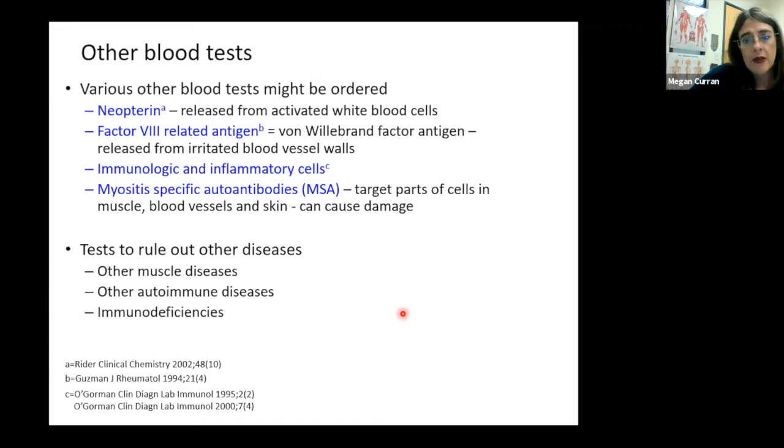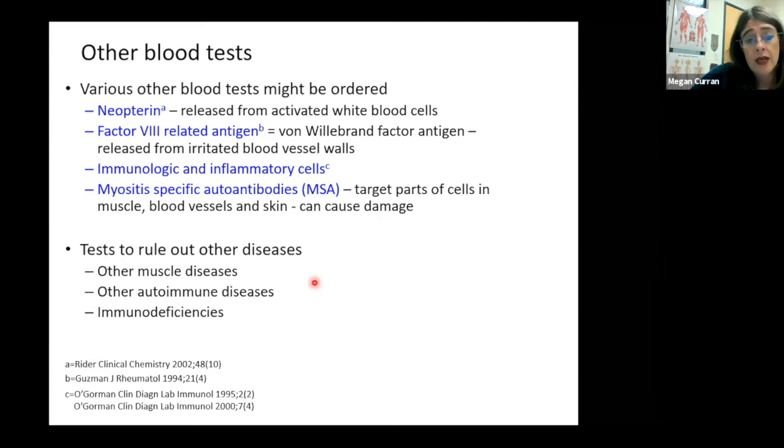There are other blood tests that we use to help determine the activity of the immune system, and they can include these tests here. So neopterin is a chemical that's released from activated white blood cells when interferon is upregulated or overactive. We also have chemicals called von Willebrand factor antigen. We look at different inflammatory cells, and then we can look at antibodies that are produced in patients who have myositis. These antibodies target parts of cells in the muscles, blood vessels, and skin and can cause damage.